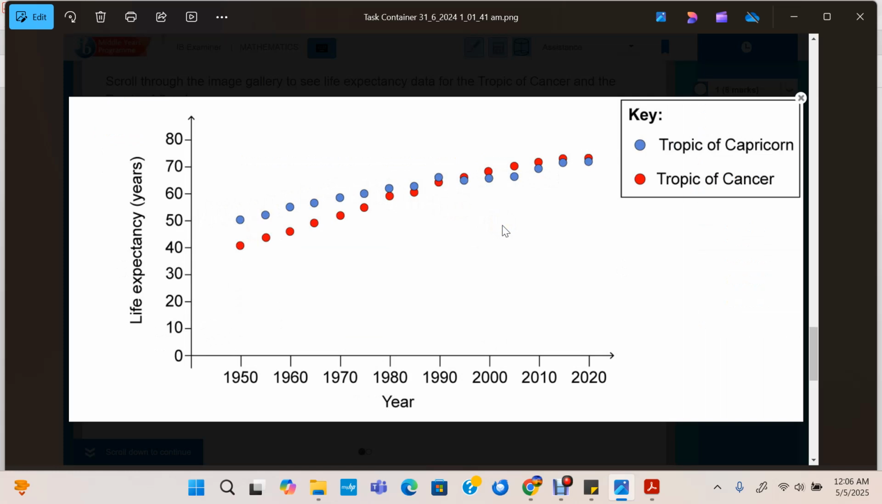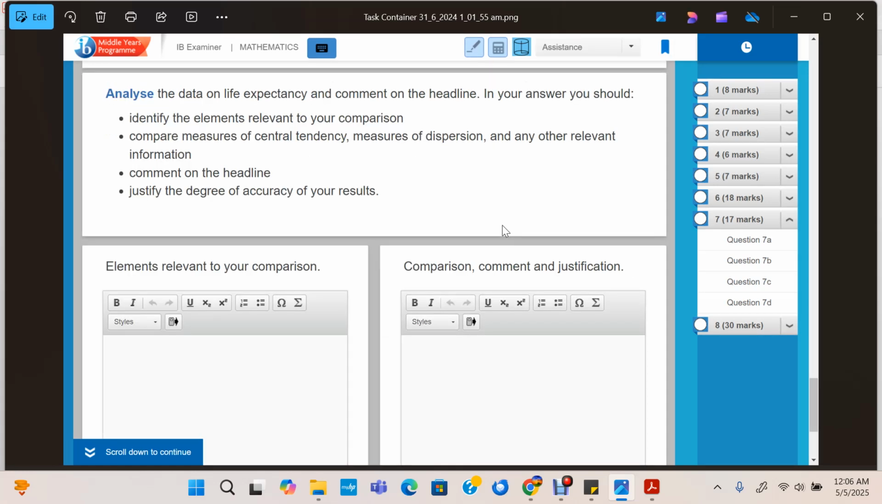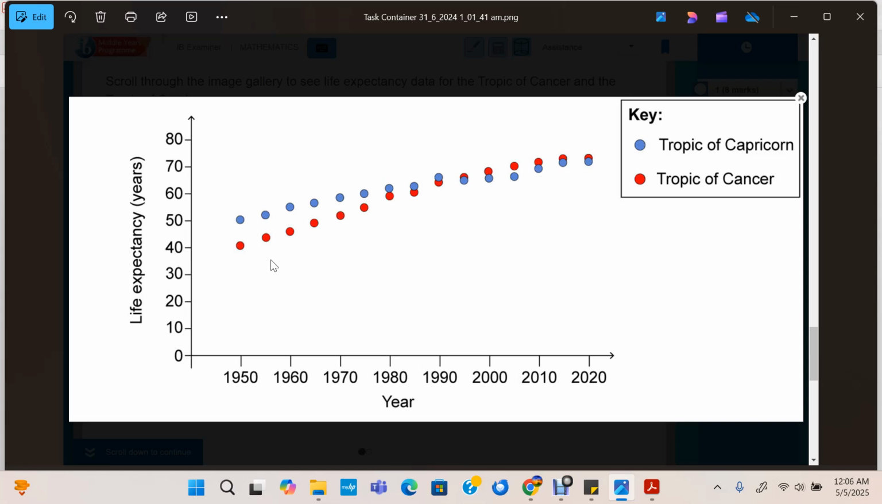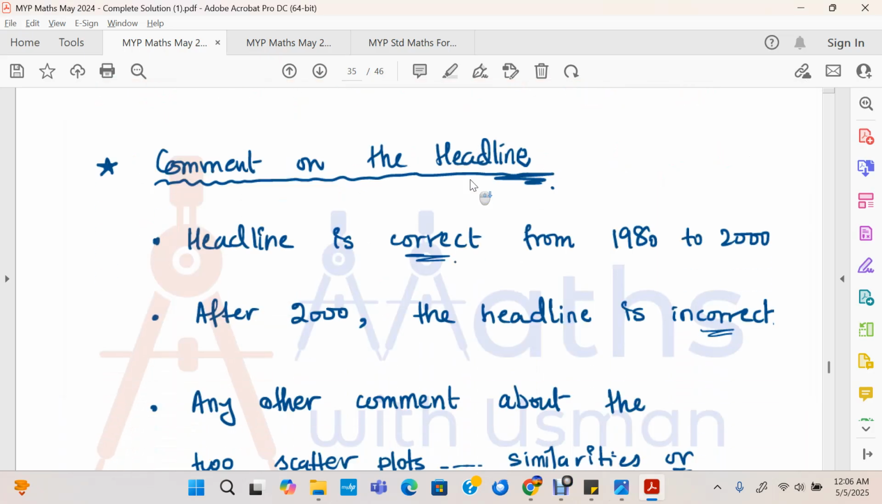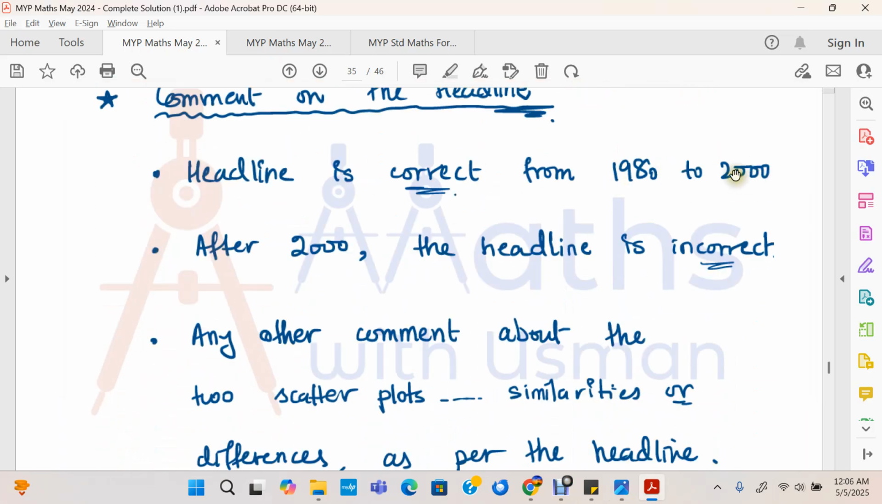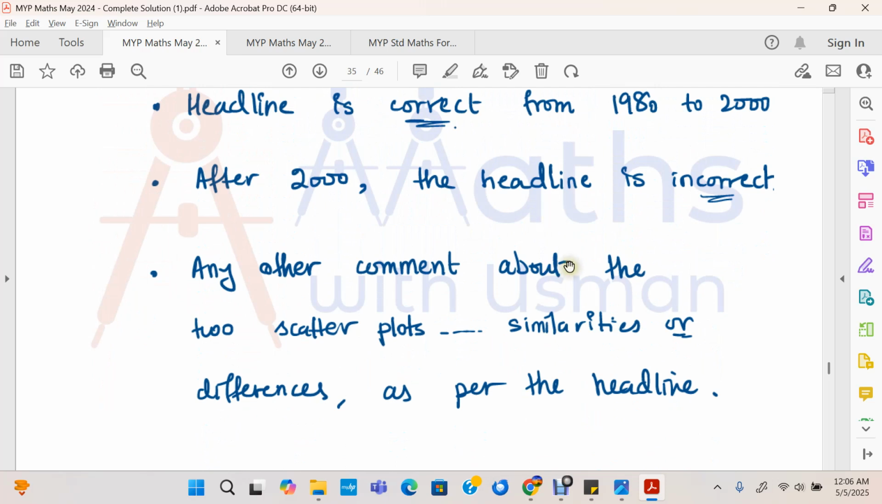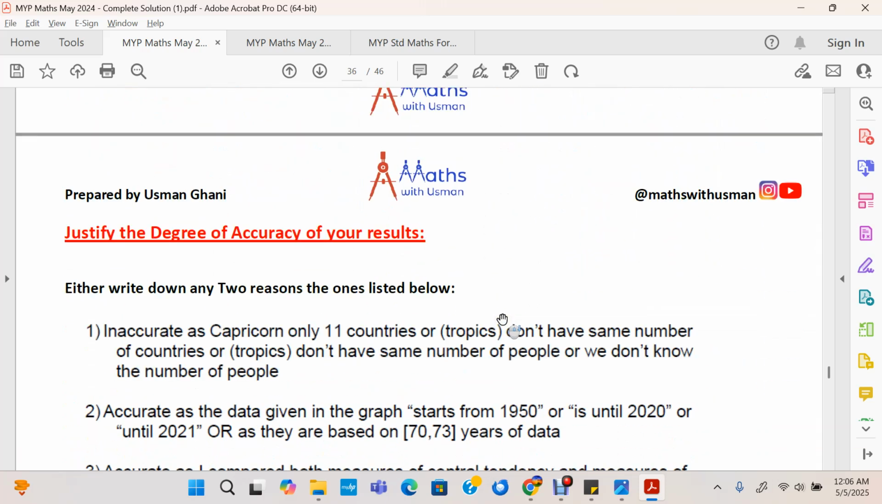Now this is something which was a bit different. We normally, from our decision, just choose the mathematical part and we just walk off by comparing them. We also had to look at the graph, the scatter plot. Okay, so that is going to be used in our comparison. Also, the headline is correct from 1980 till 1990 or 2000, but after this year the headline is incorrect because obviously the points go below. Any other similarities or differences, you need to mention that, as I mentioned the mean.